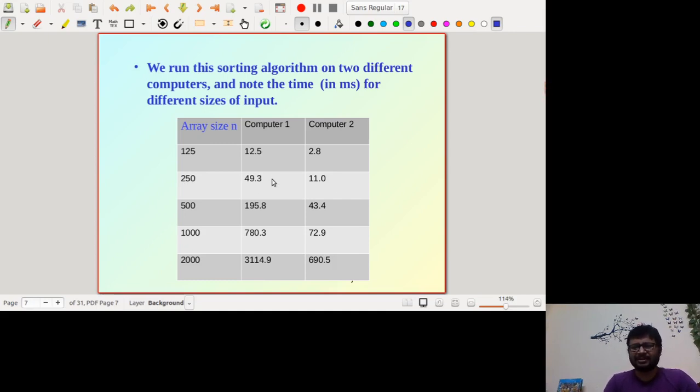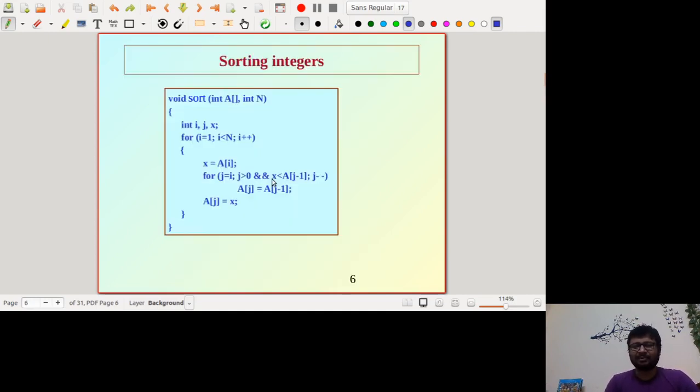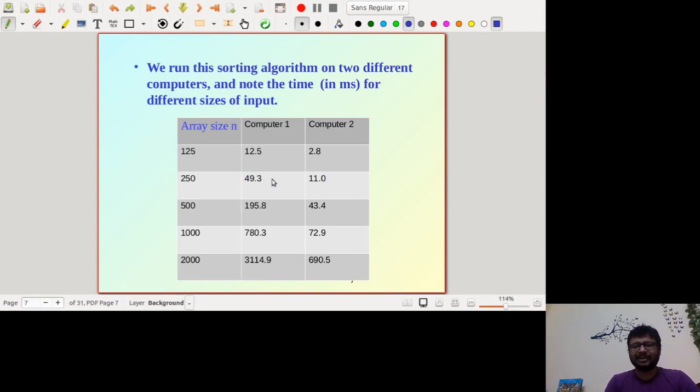Now, if we want to measure the complexity of this algorithm in terms of the time it takes to run on arrays of various sizes, then that measure is dependent on the machine that we are running it on, as this table shows. It depends on whether I am running the program on computer 1 or computer 2. However, let's observe the way in which these numbers grow as we go down the table, which is as the input size grows.